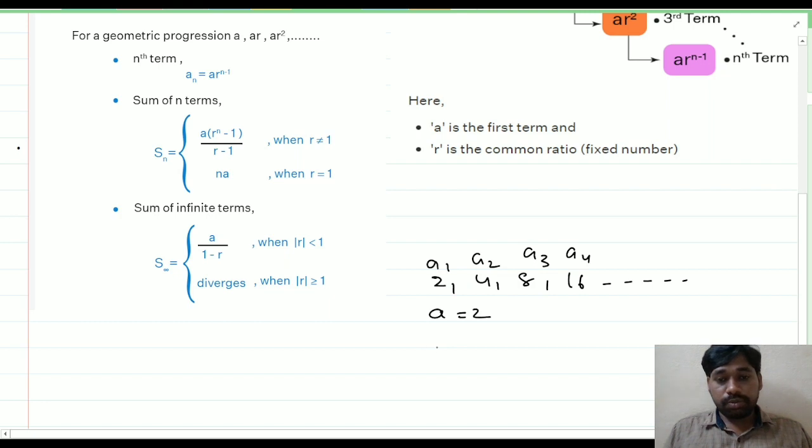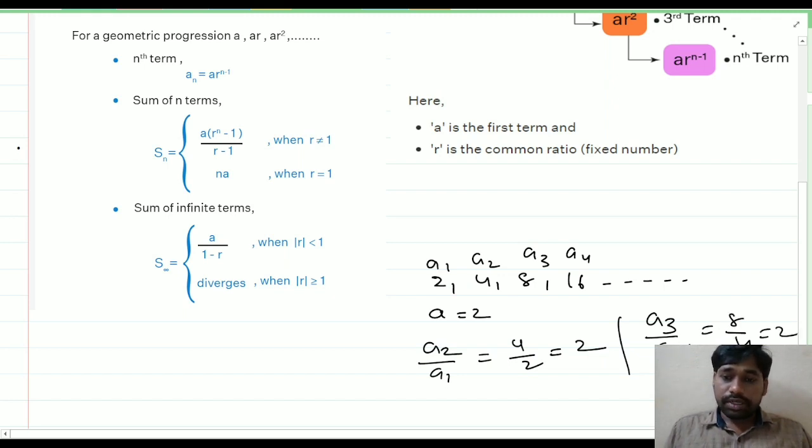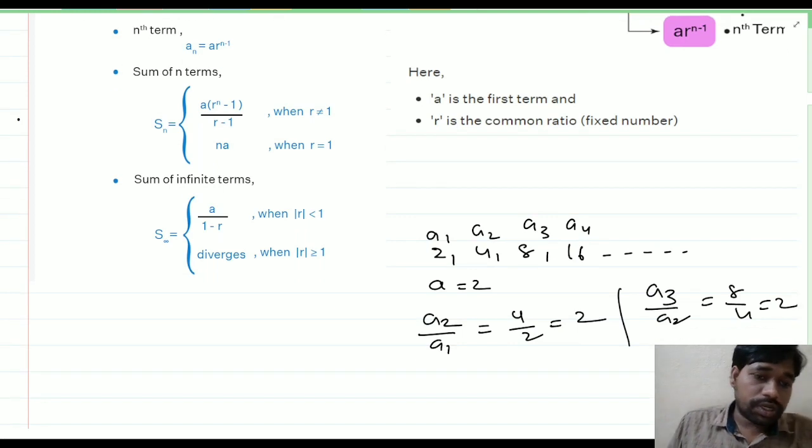So here, if I do a2 by a1, then I get 4 by 2, which is 2. Similarly, if I find a3 by a2, which is nothing but 8 by 4, that is equal to 2. Similarly, a4 by a3, that is also 16 by 8, which is 2 only.